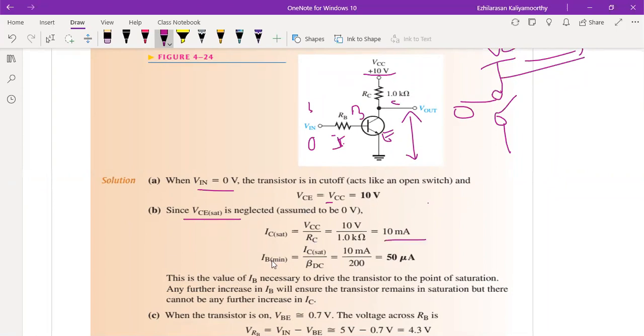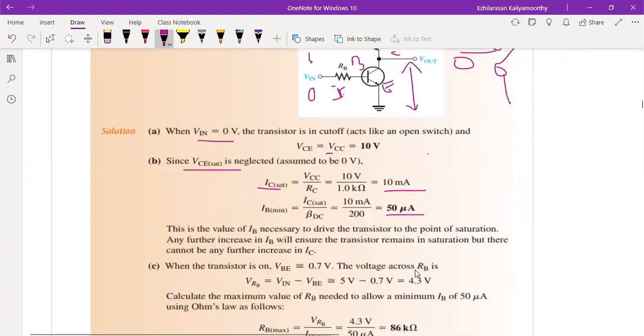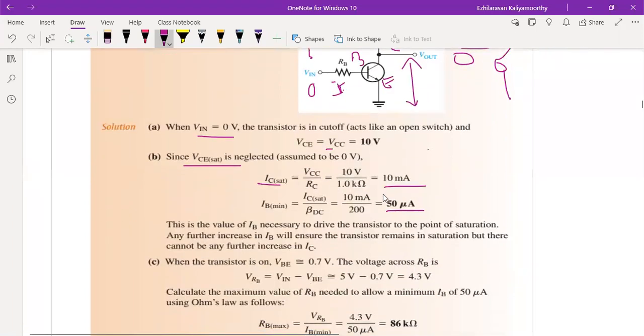Then IB minimum we have to calculate. The IB minimum, from this we can say, is IC SAT by beta DC. IC SAT we already calculated as 10 milliampere, divided by beta DC, which is given in the question as 200. Then 50 microampere. So I can say the minimum value of IB required to saturate the transistor, if the beta DC is 200, is 50 microampere. So from this we can summarize this.